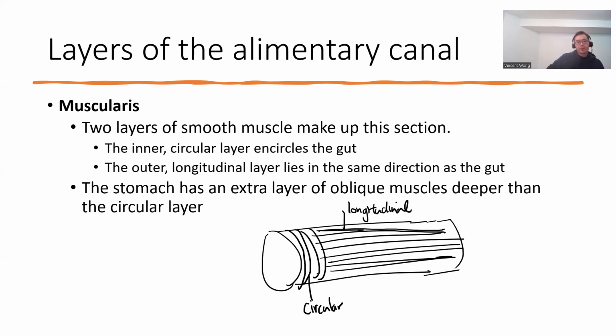And then for the stomach, there is an additional layer. The additional layer is oblique, it's diagonal, and it's going to be deeper than the circular layer. It's inside the circular layer. So not only does the stomach have the squeezing and the stretching motion, but there's also a little bit of twisting motion as well. The twisting from the oblique allows you to kind of mix the content a little bit. It's more like a washing machine, if you would.